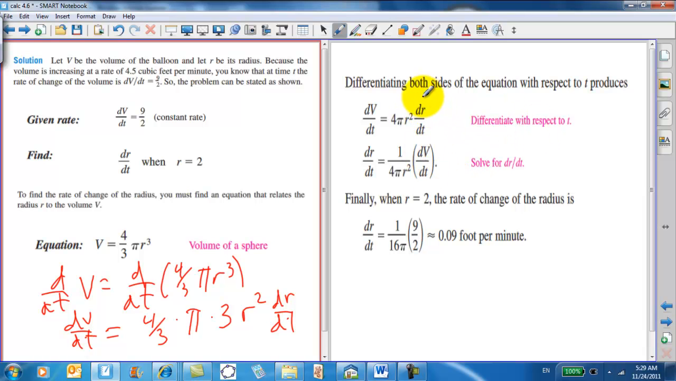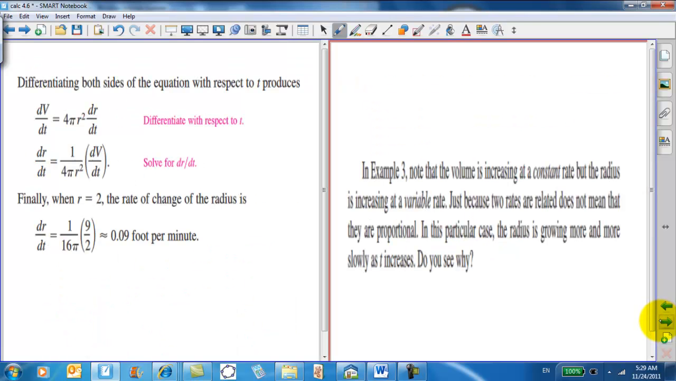Now solving for dr/dt, isolate this dr/dt, and you get 1 over 4 pi r squared times dV/dt. So now you can put in r equals 2 for the radius, and put in 9/2, and you get about 0.09 feet per minute. Now notice the volume was increasing at a constant rate, but the radius was increasing at a variable rate. Just because two rates are related does not mean they are proportional. In this particular case, the radius is growing more and more slowly as time increases. Do you see why? Go back to the original balloon problem.